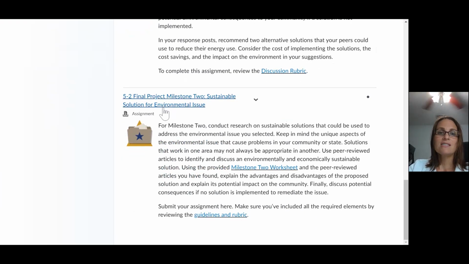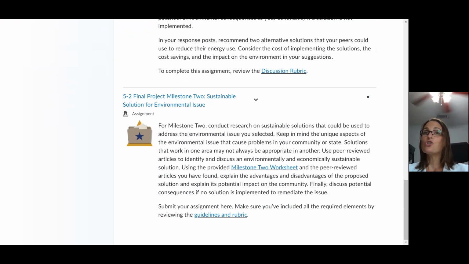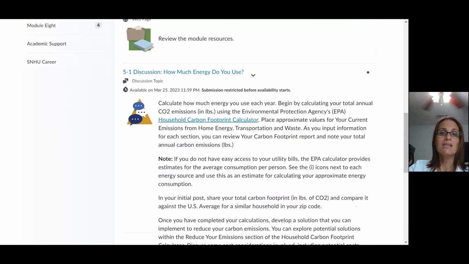And then your final project is sustainable solutions for an environmental issue. So you're going to conduct research on sustainable solutions that could be used to address the issue that you've selected for your final paper. Keep in mind the unique aspects of the environmental issue. So solutions are not ubiquitous. One solution in one area may work, another area may not. So use the peer-reviewed articles that you have identified. There's a worksheet here, so you can use it to explain some of the advantages and disadvantages of the solution. So submit your assignment and make sure it addresses all the elements contained here.